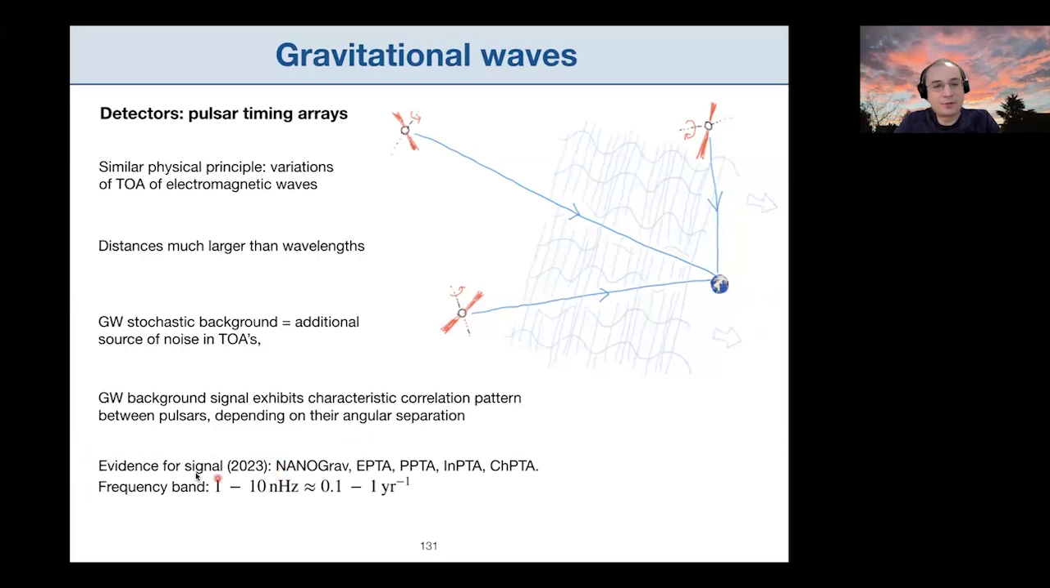The evidence for a signal was reported in 2023 by four groups, because some of them work together. They were looking at the frequency band of nanohertz, which is basically 1/1 year to 1/10 years. So this type of frequencies. And it seems that they have found evidence for the stochastic background exactly due to this type of correlation patterns in the times of arrival of pulses from pulsars.